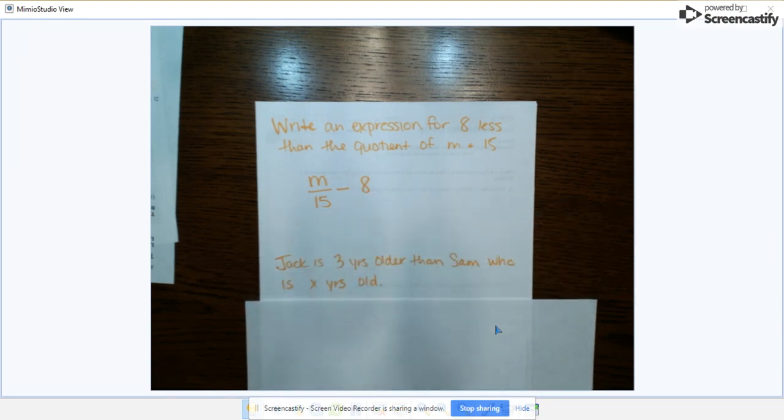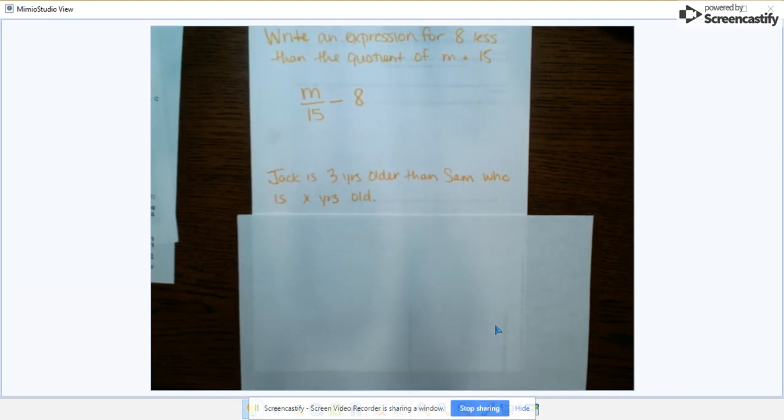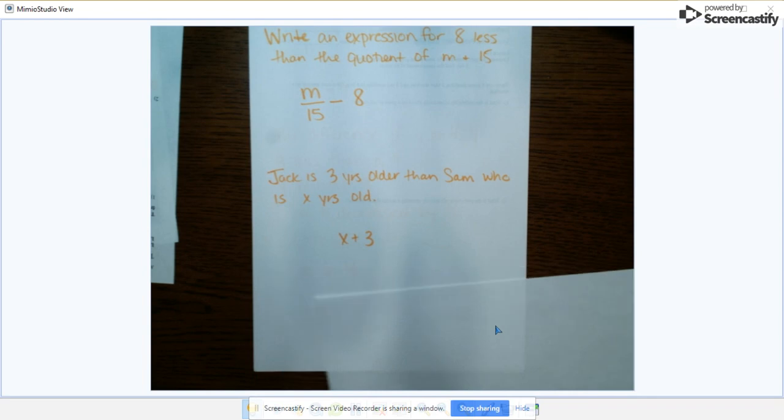We can also use real world problems. So if we say Jack is 3 years older than Sam, and we know Sam is X years old, we need to write an expression for Jack's age. Well, we know Sam is X, and we know Jack is 3 years older, so older would be addition. So we have X plus 3.